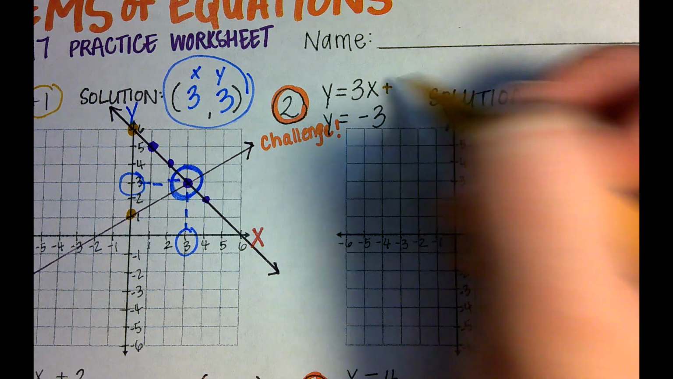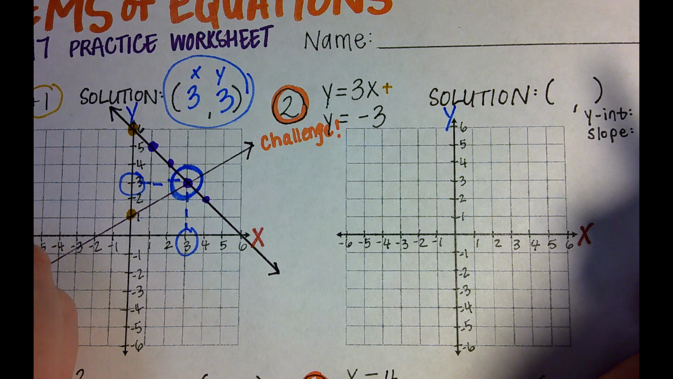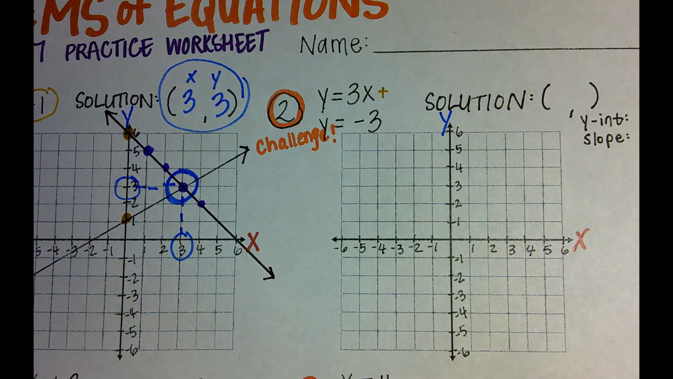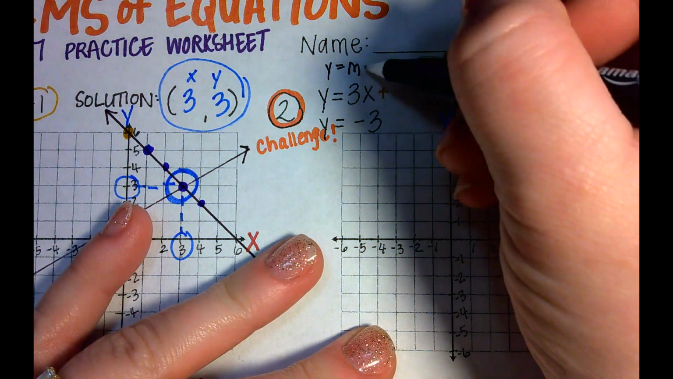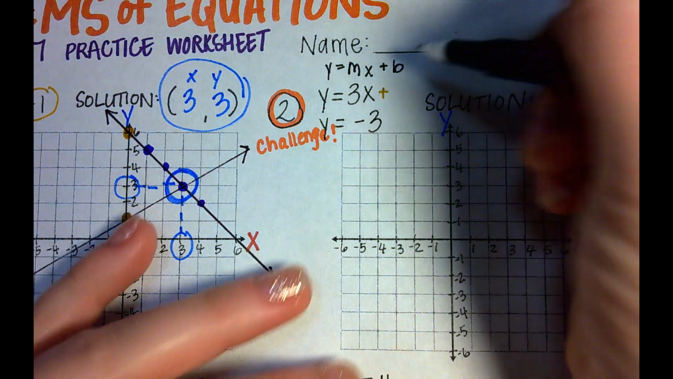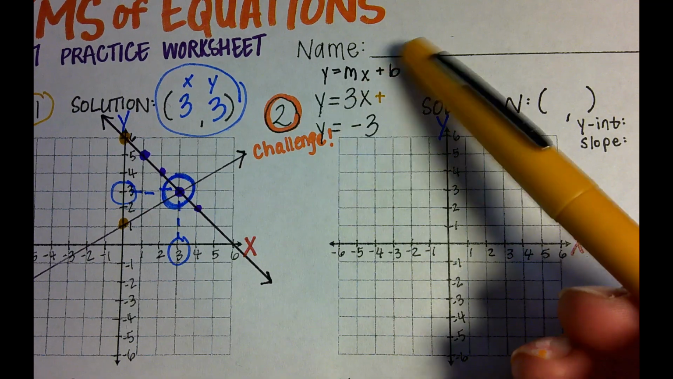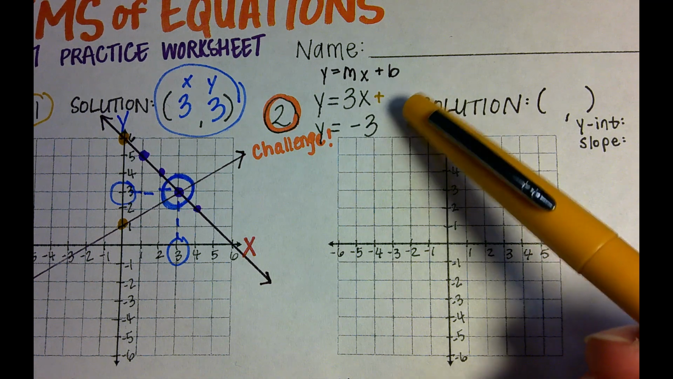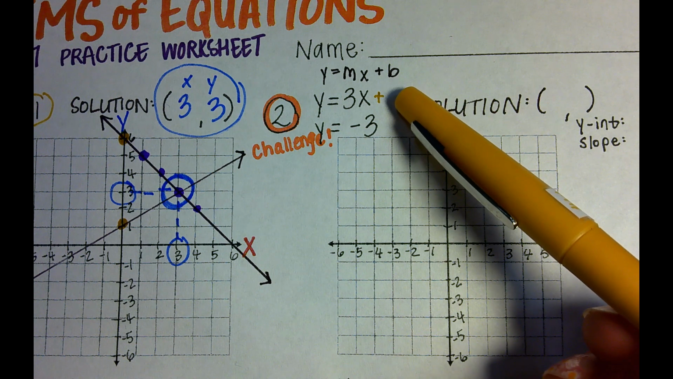Plus whatever number. Okay, what number would this be? 4, 5. Zero? It'd be 0. Because if I have this equation, y equals mx plus b, right, where m is my slope, so 3, and b is my y-intercept, if there is no number here for b, and there's not a letter b, that means b must be 0.